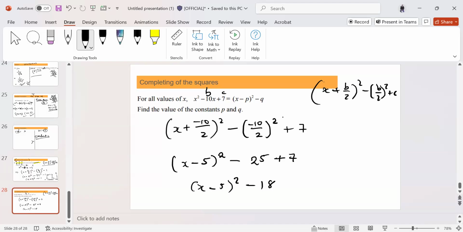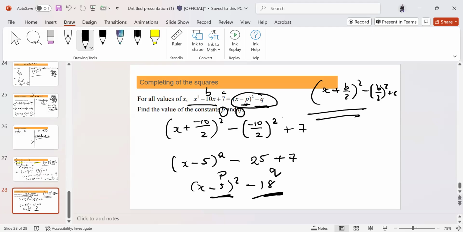Which means now you see, when they say find the constants P and Q, where is your Q? Your Q is -18. Where is your P? Your P is -5. And you can see it's in that order. That's P and that's Q. So be careful when they say this: they give you a quadratic and they want it to be in that form, then they want you to complete the squares.